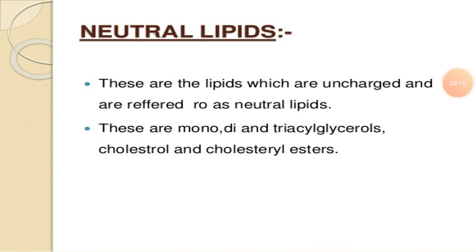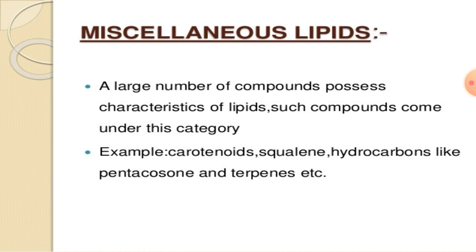Then the neutral lipids. These are lipids which are uncharged and are referred to as neutral lipids. These are mono, di and triglycerols, cholesterols and cholesterol esters. Then miscellaneous lipids. These have a large number of compounds which possess the characteristics of lipids. For examples, carotenoids, squalene, hydrocarbons like pentacosane, and terpenes, etc.